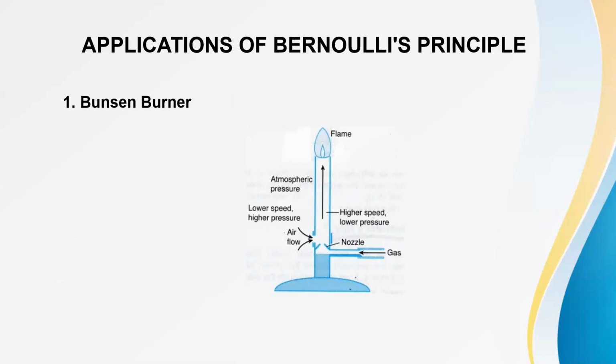The last part of this subtopic is application of Bernoulli's principle. The first one is Bunsen burner. When the burner is connected to a gas supply, the gas flows at high velocity through a narrow passage in the burner, creating a region of low pressure. The outside air, which is at atmospheric pressure, is drawn in and mixes with the gas. The mixture of gas and air enables the gas to burn completely to produce a clean, hot, and smokeless flame.